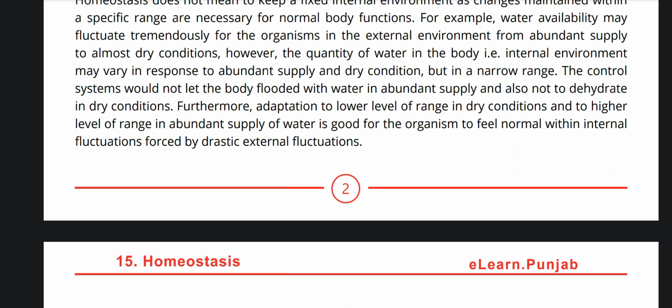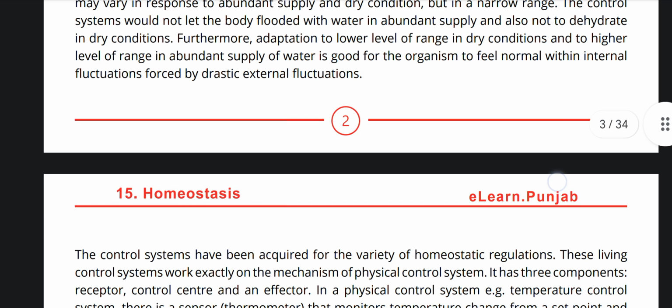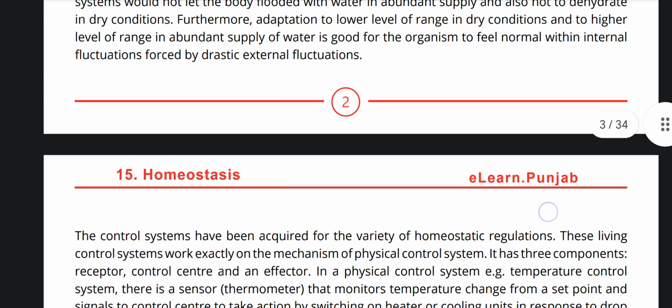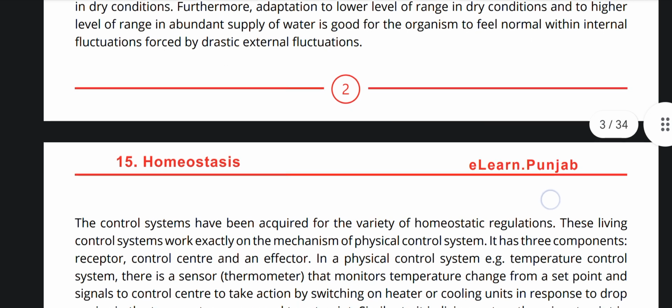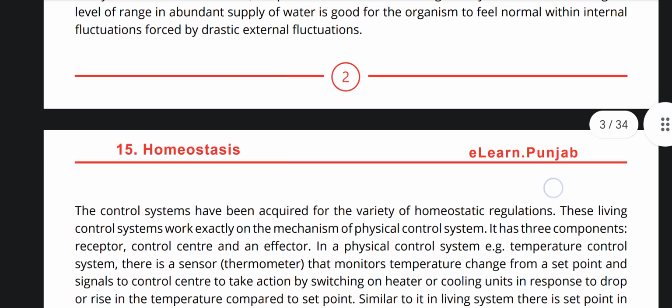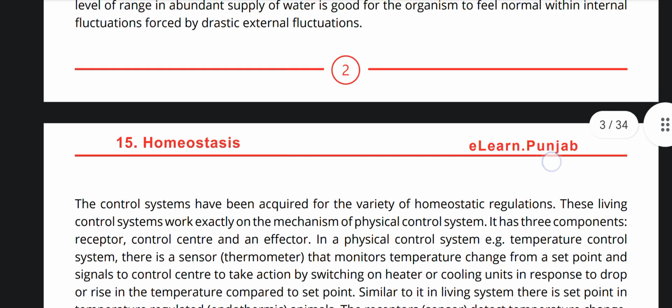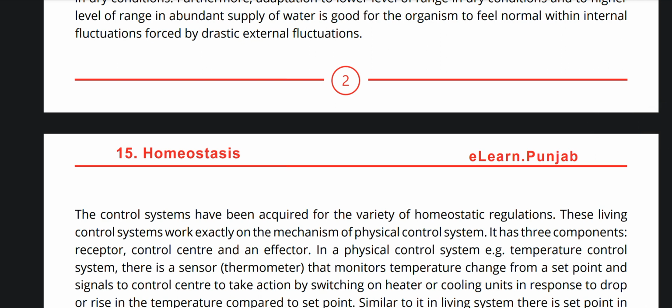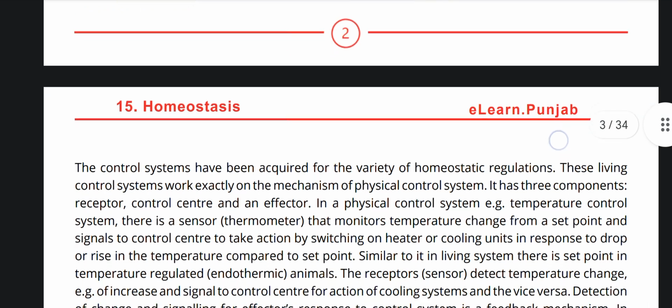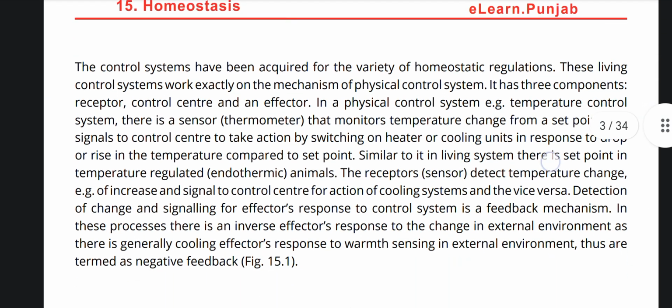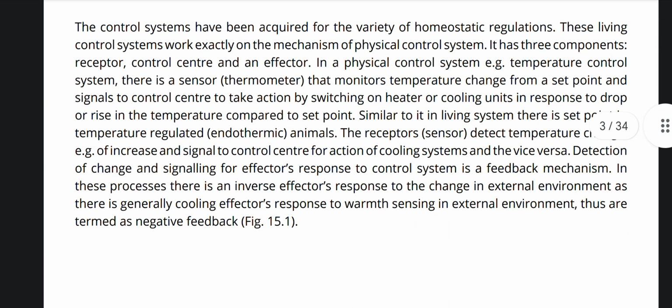The control system would not let the body be flooded with water in abundant supply, and also not dehydrate in dry conditions. Furthermore, adaptation from a lower level of range in dry conditions to a higher level of range in abundant supply of water is good for the organism to feel normal within internal fluctuations forced by drastic external fluctuations. The control systems have been acquired for a variety of homeostatic regulations.